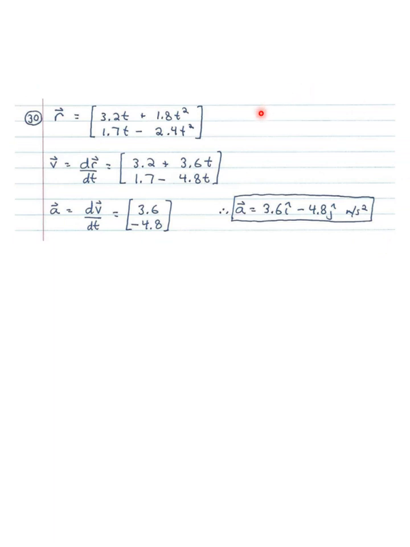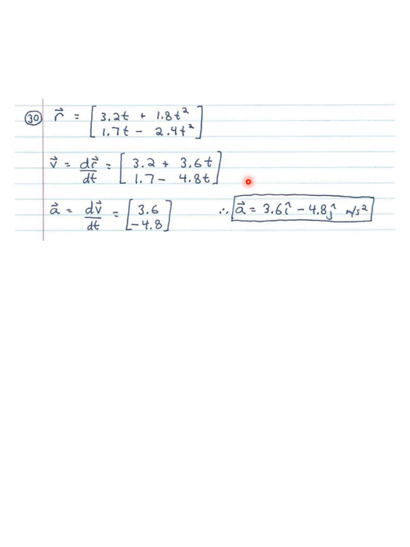Number 30. The position of an object as a function of time is given by, and the book gives it in unit vector notation, here I've written it in stacked vector notation. Find the object's acceleration vector. We take the position vector, and acceleration is going to be the second time derivative. So the first time derivative is going to give us velocity. We take the derivative of the x component, and we get 3.2 plus 3.6t. The derivative of the y component gives us 1.7 minus 4.8t.